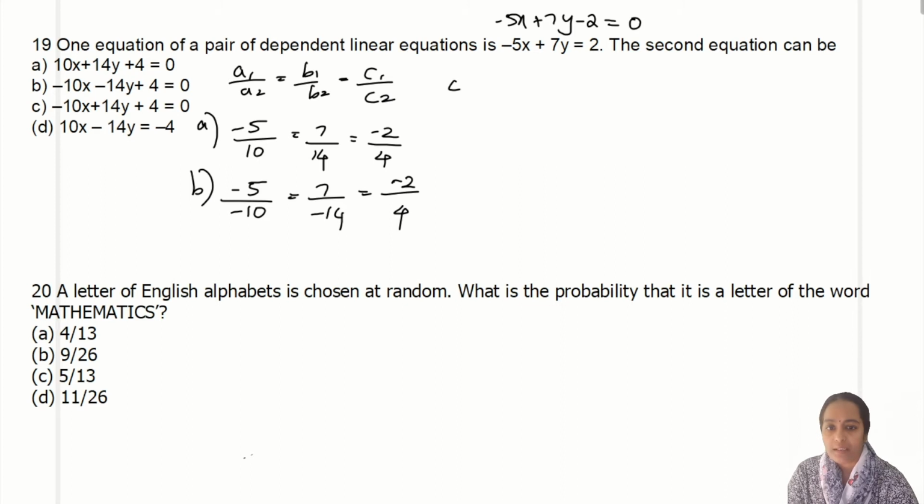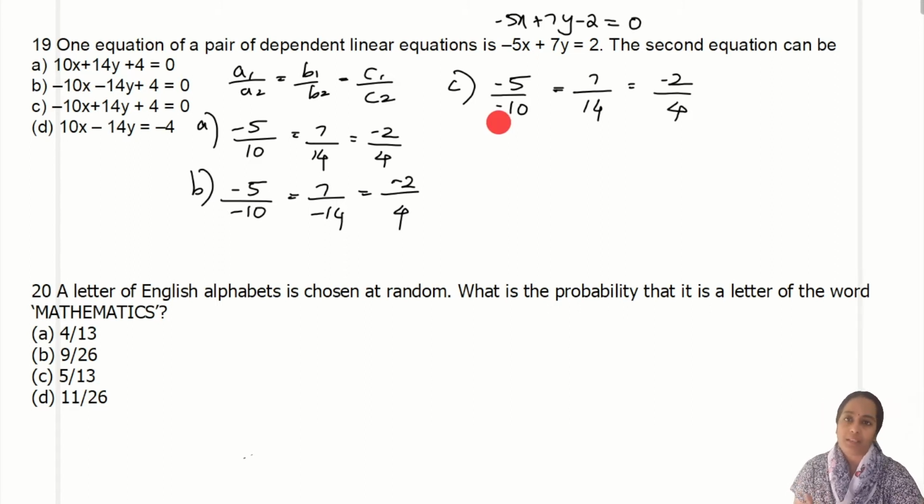Option C, I have minus 5 divided by minus 10 equals 7 divided by 14 equals minus 2 divided by plus 4. When I look at the conditions applied here, I have minus 5 by minus 10. What is minus 5 by minus 10? It's going to be 1 by 2. Here it's 1 by 2, so it's equal. But look at the third one. It is minus 1 by 2, so it's not going to satisfy. So the condition is not satisfied.